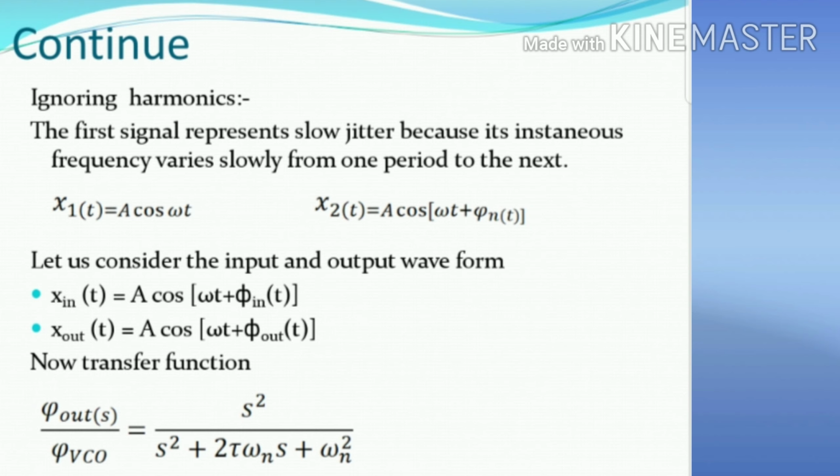Let us consider the input and output waveforms: x in(t) equals A cos (omega t plus phi in(t)) and x out(t) equals A cos (omega t plus phi out(t)). Now the transfer function phi out(s) over phi VCO equals s squared over s squared plus 2 zeta omega n s plus omega n squared.